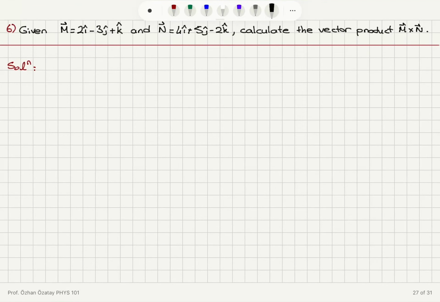We're going to solve a few more examples on the cross product of two vectors, and then we will start discussing a review of differential and integral calculus.